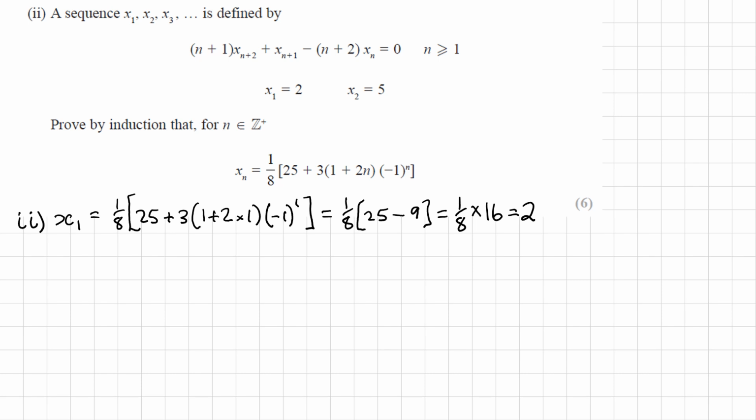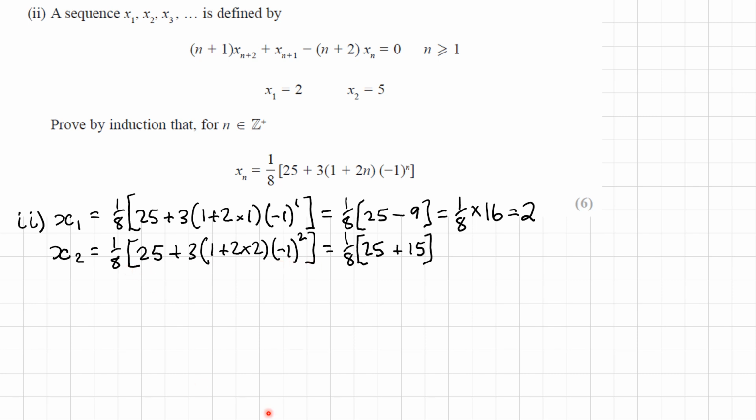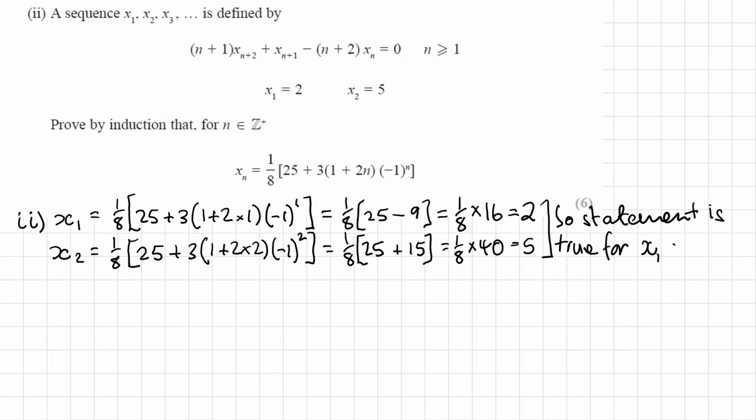Now we're going to see if this statement is true for x2. So this is what the statement becomes. And this becomes 1/8 of 25 plus 15. In other words, 1/8 of 40, which is 5. So the statement is true for x1 and x2. Next step, we move on to our assumption.